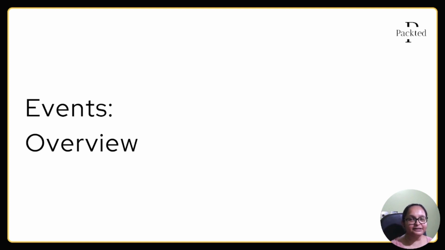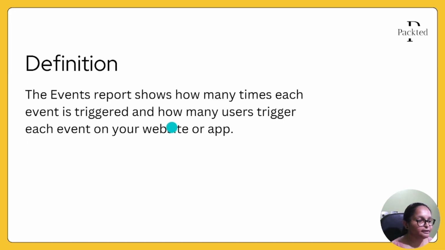Hello, today in this lesson we are going to look at the overview of the events report. So we'll start with the definition. The definition says that the event report shows how many times each event is triggered and how many users trigger each event on your website or app. So this basically means that the events report gives you information about each event and how many times this event is being triggered on your website.